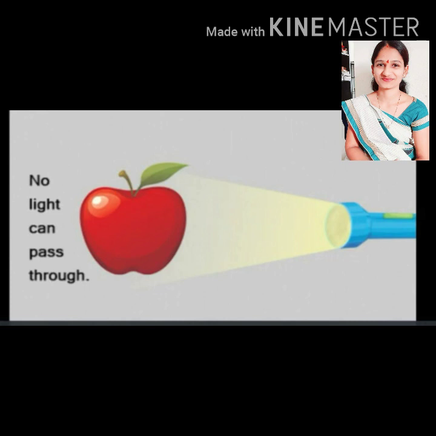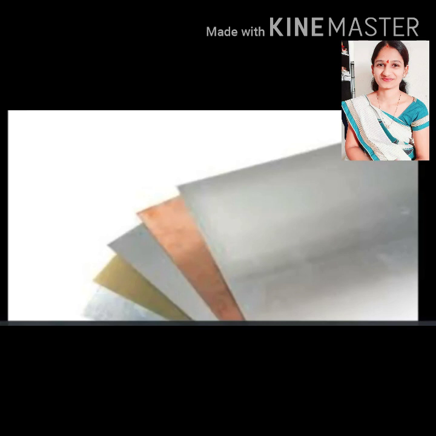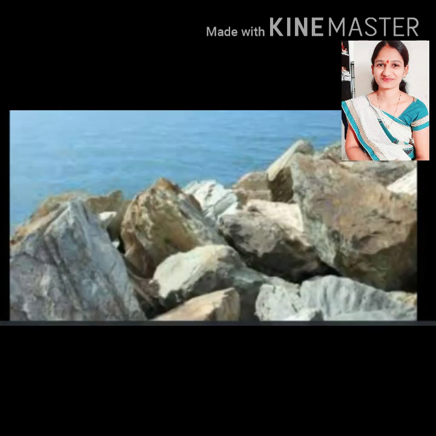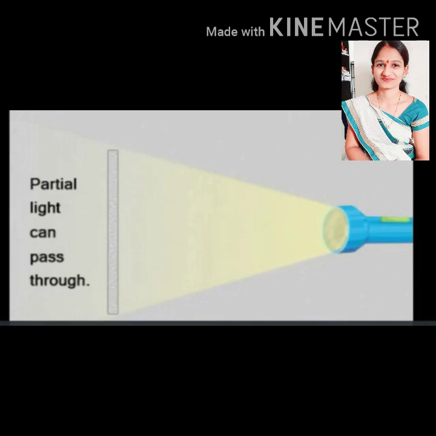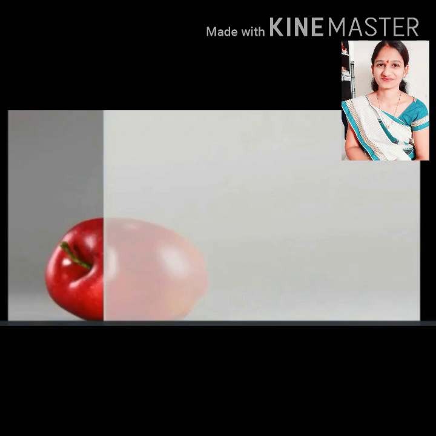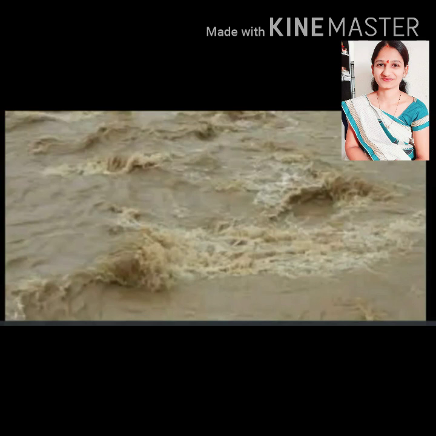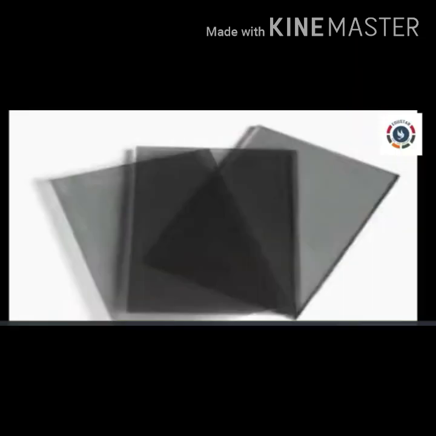Next are the translucent objects. First, some examples of opaque objects: wood, shades, book, wall and plastics. These rocks, these are the examples of opaque objects. Then translucent objects. Translucent objects are objects through which light cannot pass wholly, means it can pass partially. So these objects are called translucent objects. For example, muddy water, butter, paper, smoked glass. Thank you.